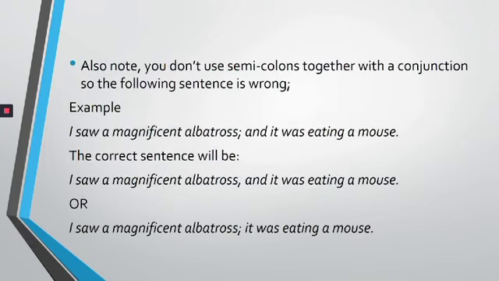Also note that you don't use semicolons together with a conjunction, so the following sentence is wrong: I saw a magnificent albatross; and it was eating a mouse. So you don't use "and" as well as a semicolon in a sentence. It's grammatically incorrect, so you have to pick and choose. Either of the following sentences is correct: I saw a magnificent albatross, and it was eating a mouse. Or, I saw a magnificent albatross; it was eating a mouse.